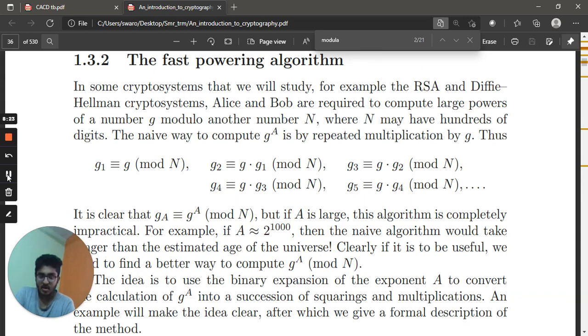Let n be a very big number. It may have hundreds of digits. The best way to compute g power a is by repeated multiplication by g. Thus g1 is identical to g mod n, g2 is identical to g into g1 mod n, g3 is identical to g into g2 mod n, and so on. It is clear from the above that g^a is identical to g power a mod n. But if a is large, this algorithm is completely impractical.